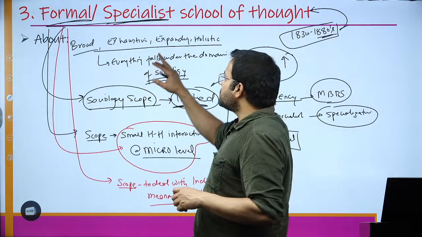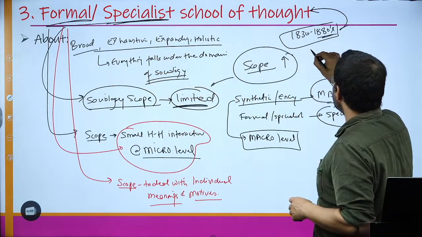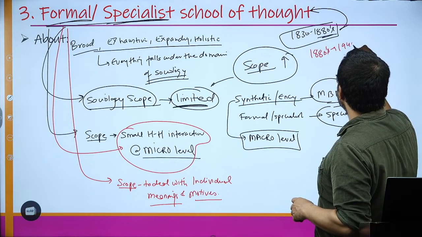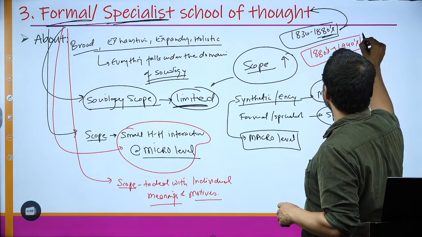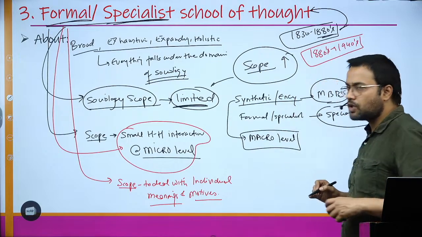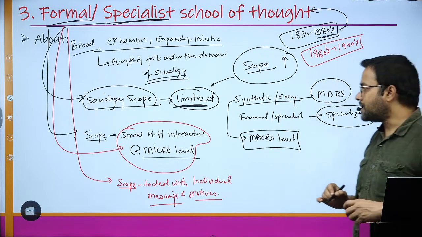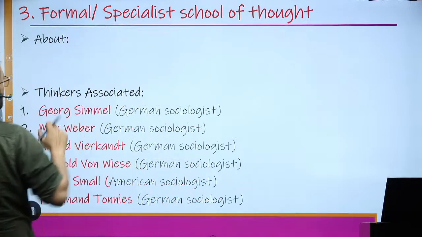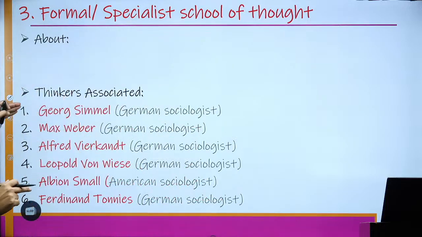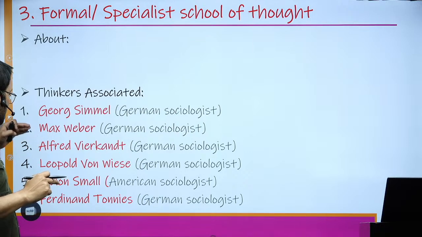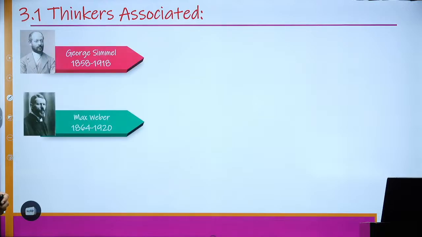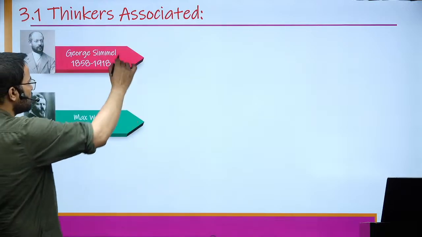Now, I've told you, this formal school of thought started gaining traction after the 1880s, and it was there till the 1940s. Till the 1940s, this formal school of thought was in a lot of prominence. There were certain thinkers associated with this formal specialist school of thought: George Simmel, Max Weber, Alfred Vierkandt, Leopold von Wiese, Albion Small, Ferdinand Tönnies. All these we'll talk about. The first are George Simmel and Max Weber. I'll combine both of them.